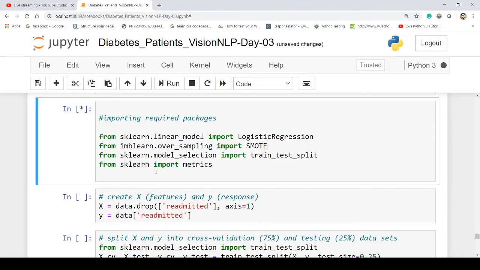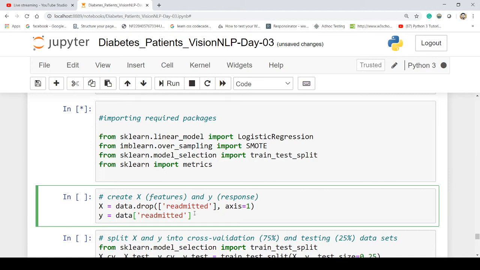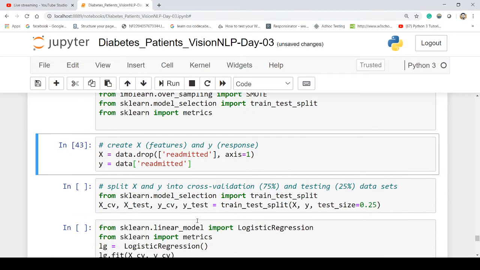Because we are trying to find out readmitted, this is the target variable, so we don't need it at this point of time. When you have the test data, you can impute it and get the output, but at this point we can drop this. The axis is 1 always, because it's a column. So X is data.drop readmitted, axis equal to 1, and y equal to data readmitted. So I'll drop this column as well.